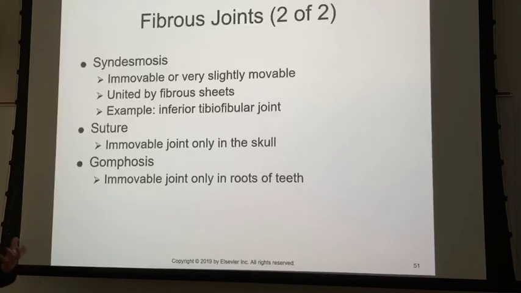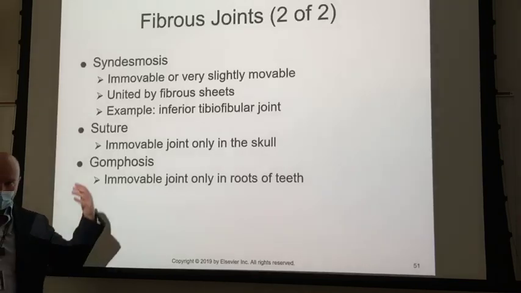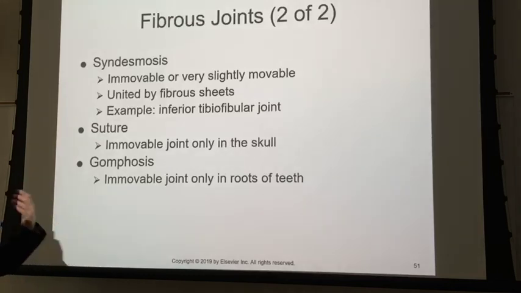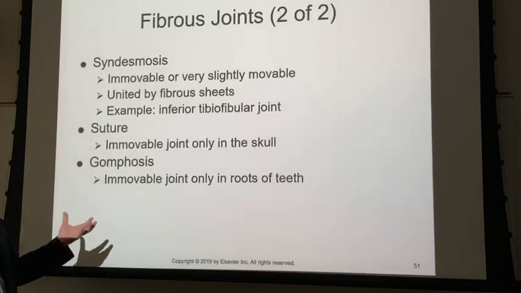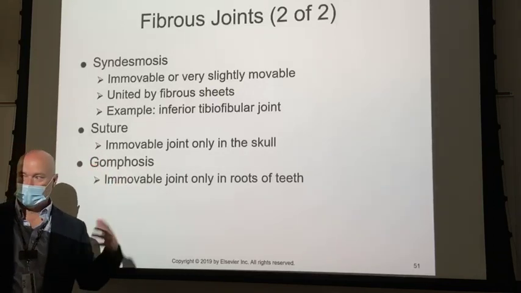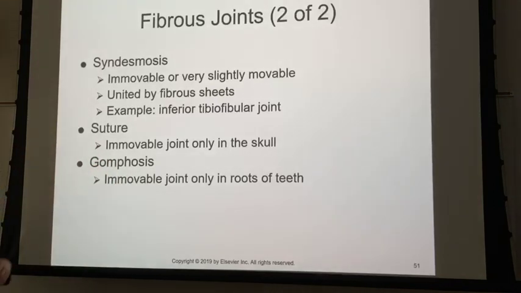When you're an infant, you got soft spots, and the bones of your skull actually slide just a little bit. But the older you get, the more those things seal up and the bones fuse together, and that's when you get a suture. So those bones are still individual bones. They're fused together into what we call sutures, so they don't move anymore. Then you got gomphosis, and that's an immovable joint that you only see in the roots of the teeth.